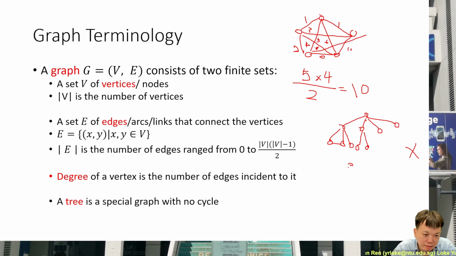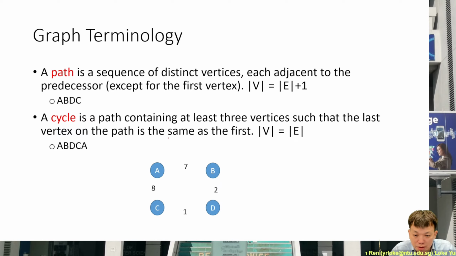Okay, so there's some terminology you need to know. Next one is a path. A path is a sequence of distinct vertices, each adjacent to its predecessor except the first vertex, which doesn't have a previous one. For example, I have A, B, C, D. To form a path: A to B, B to D, D to C. Then this forms a path.